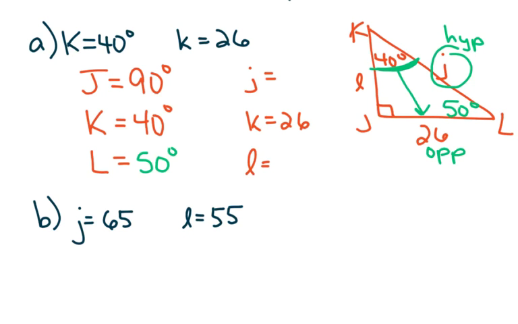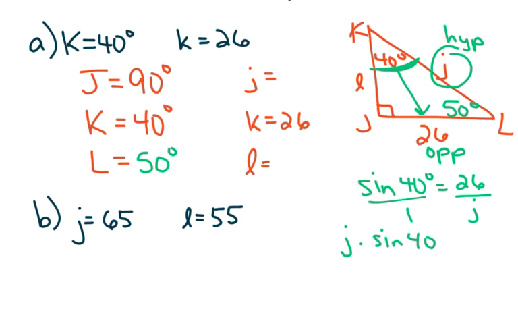Which trig function uses opposite and hypotenuse? Sine. So the sine of 40 degrees is 26 over j. When I cross multiply, I get j. I'll do this the long way. I get j times the sine of 40 equals 26. So j is going to be 26 over the sine of 40. And when I plug that in my calculator, I get approximately 40.4.